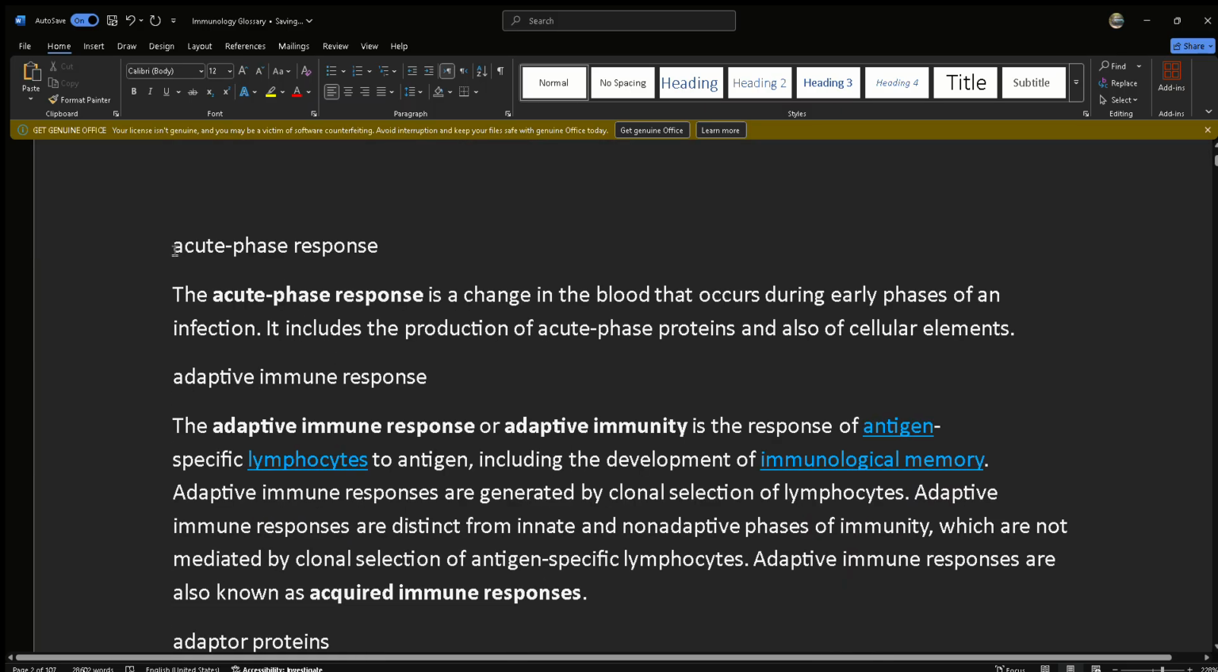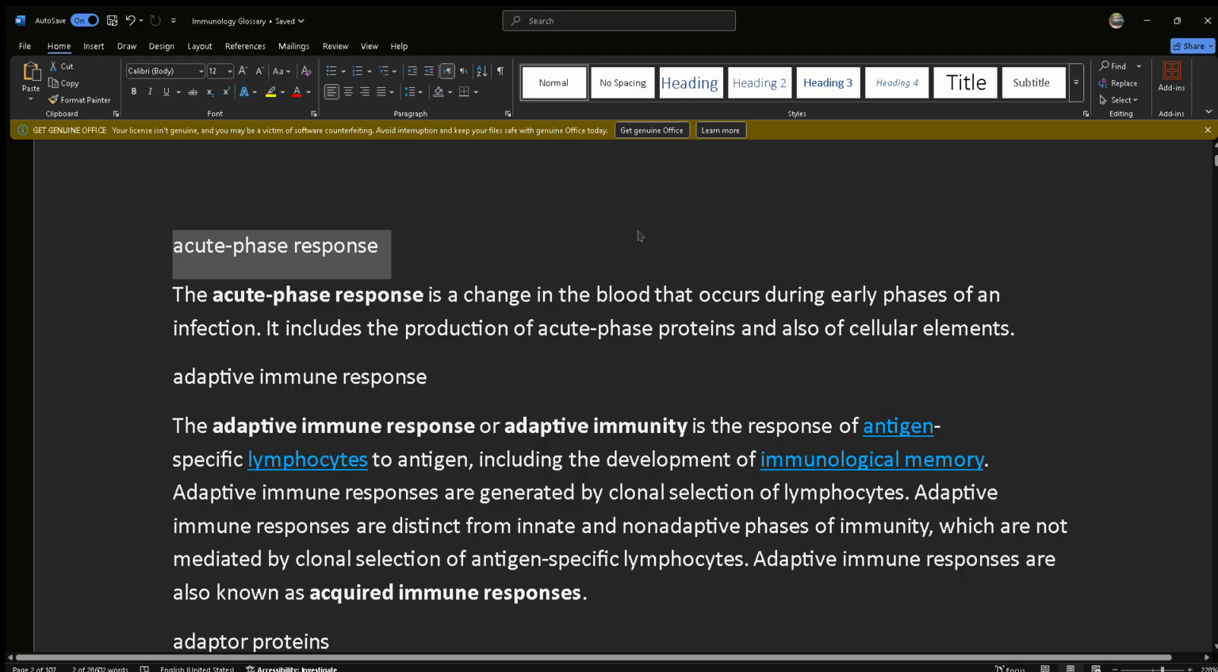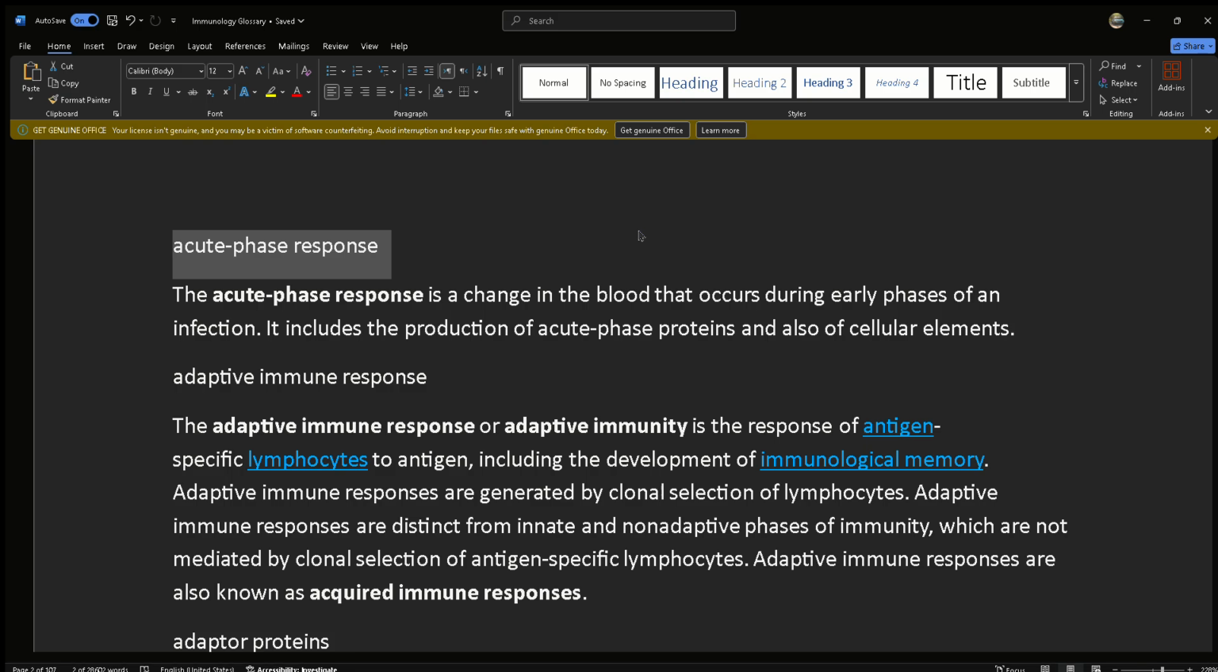When they are defining the acute phase response, the acute phase response is a change in the blood that occurs during early phases of an infection. It includes the production of acute phase proteins and also of cellular elements. So it can be a good source for diagnostics and diagnosis of the disease and to control it in the early phase.